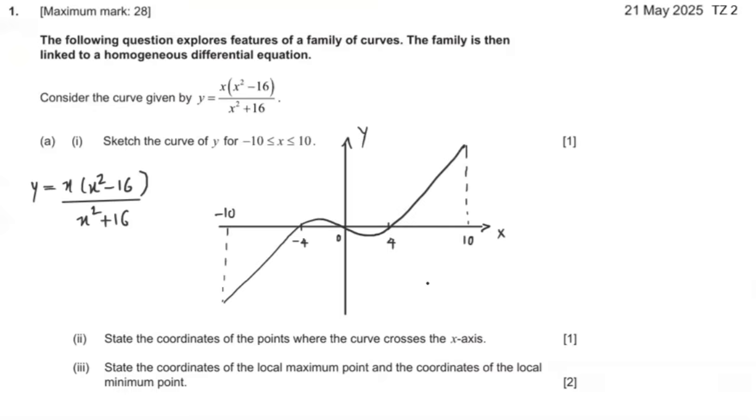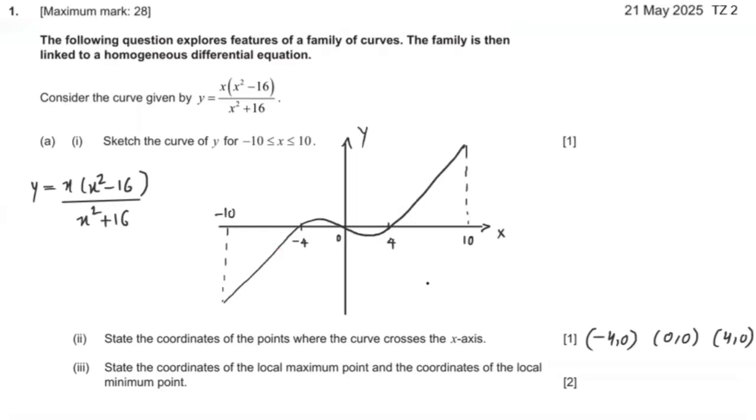Okay, next part. State the coordinates of the points where the curve crosses the x-axis. So I need to give the coordinates now. Minus 4, 0, then 0, 0, and 4, 0, right? These are the answers.